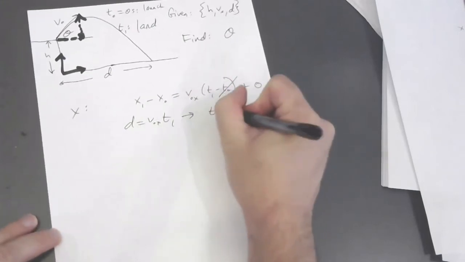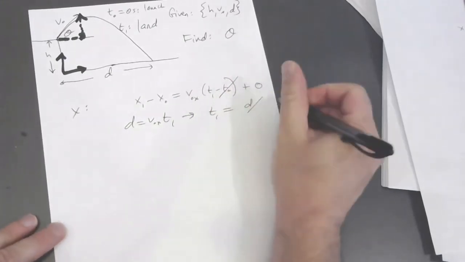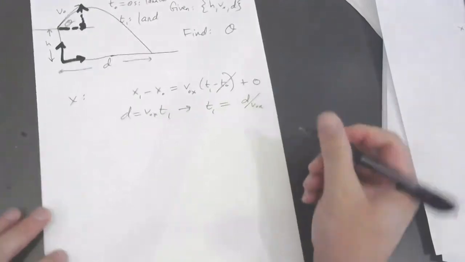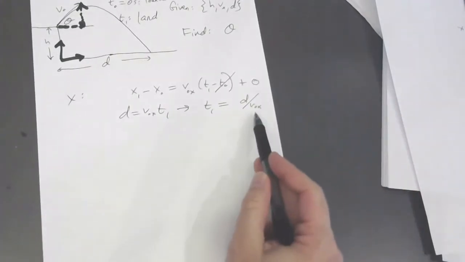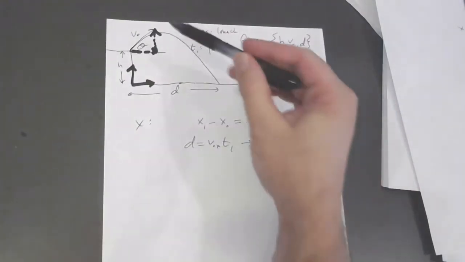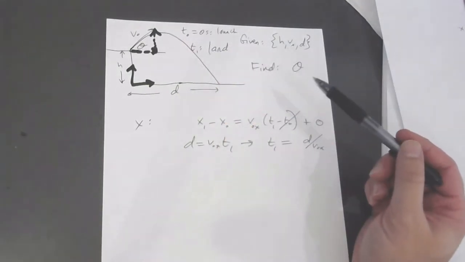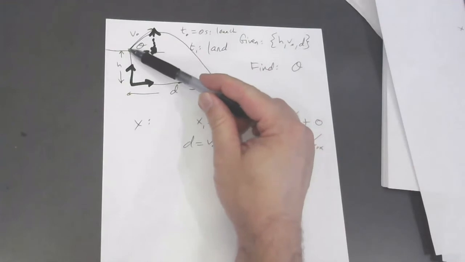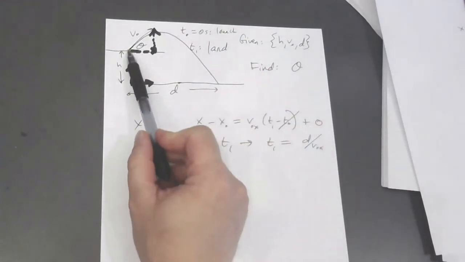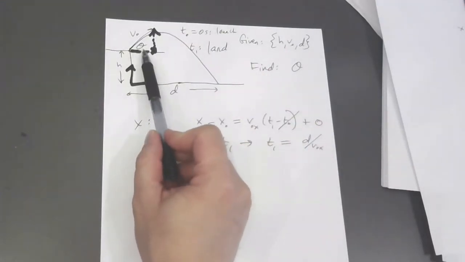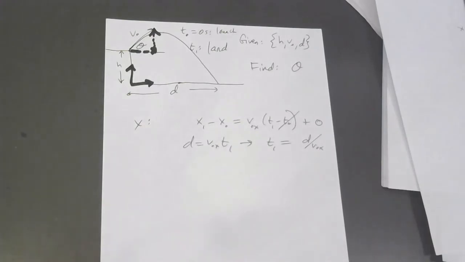And now we can solve for the time in terms of the distance to the target and the initial component of the velocity. We do not know this component. Despite the fact that we know the speed, remember I didn't write these numbers down, but that was 25 meters per second. We know the hypotenuse, but we don't know what the adjacent component is because we don't know the angle. That's what we're looking for.